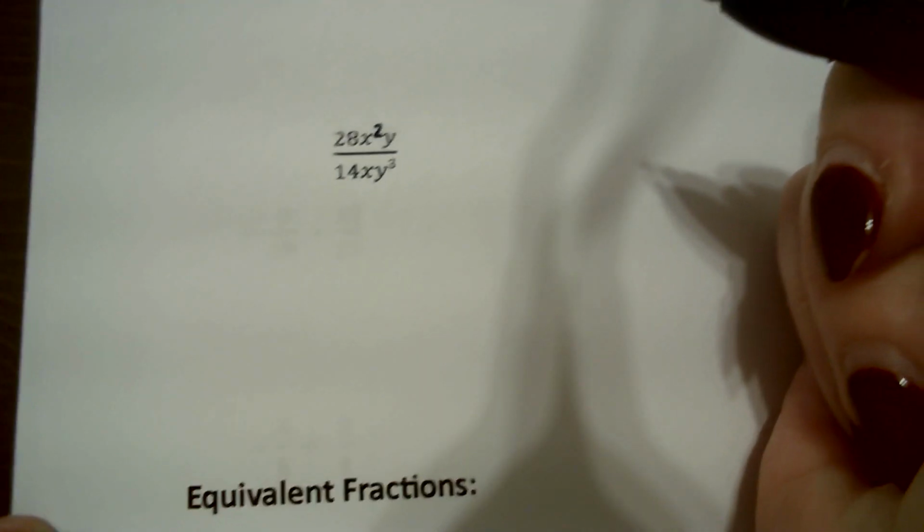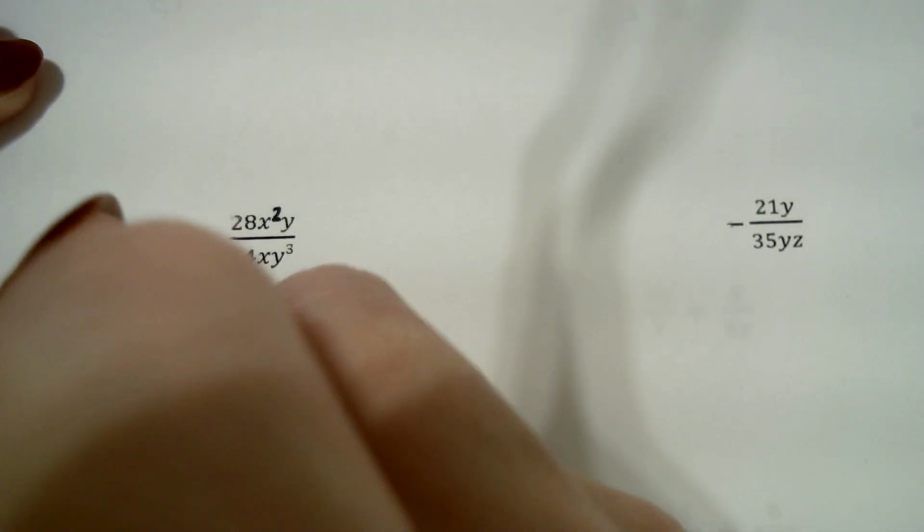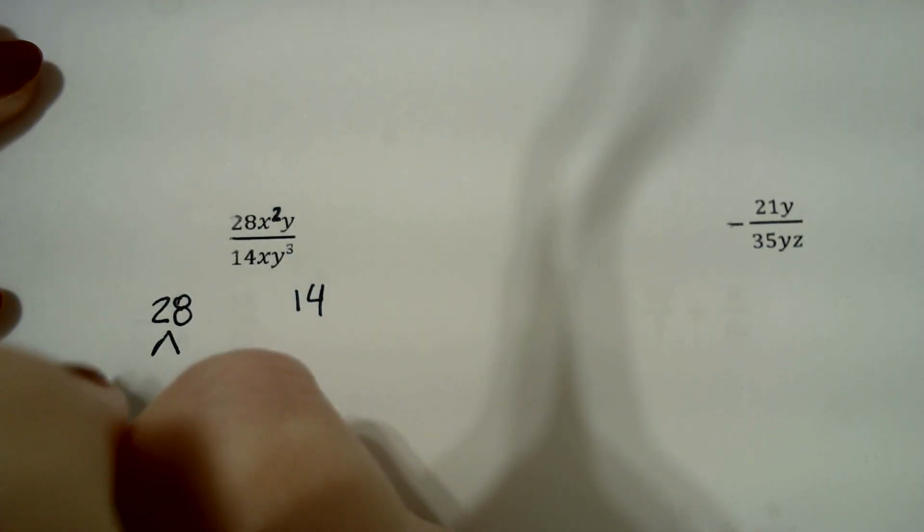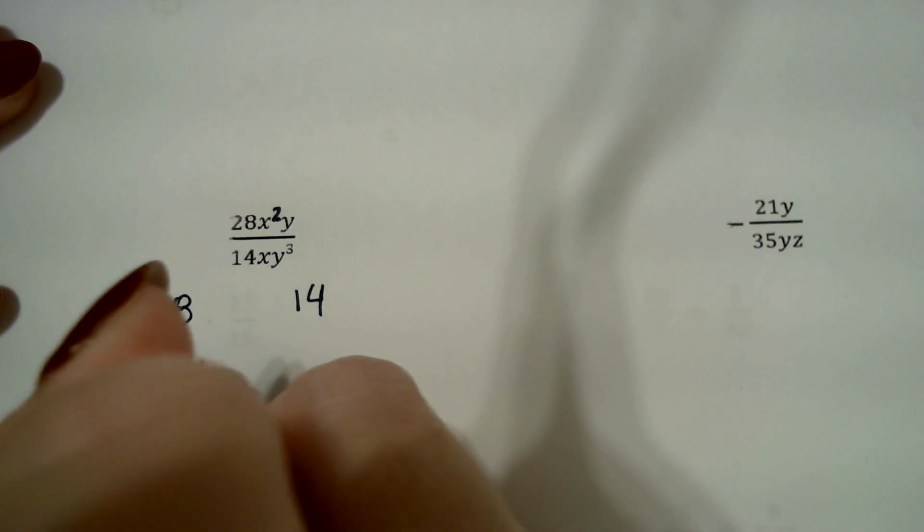Let's do another one like that. So we have 28x squared y over 14xy cubed. So again, I'm going to first find the prime factorization. So 28, I can break that into 2 times 14.